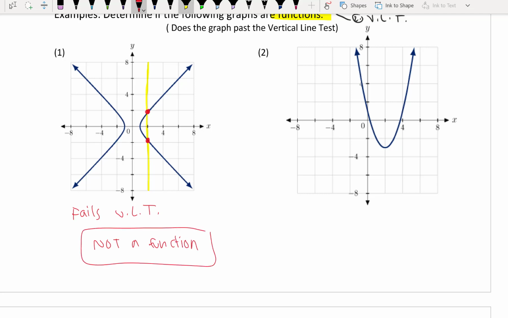For number 2, again, I'm going to draw a vertical line. Let's say I draw my line here. I can see that the graph and that vertical line intersect only at one point. Therefore, it passes the vertical line test. Therefore, yes, it is a function.